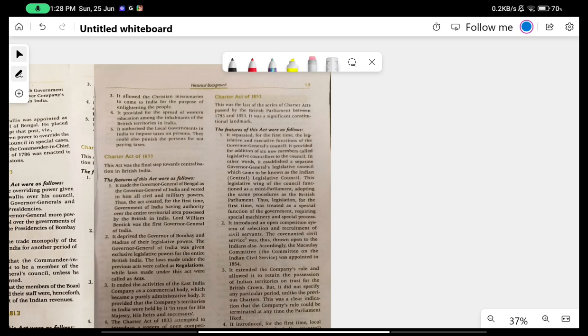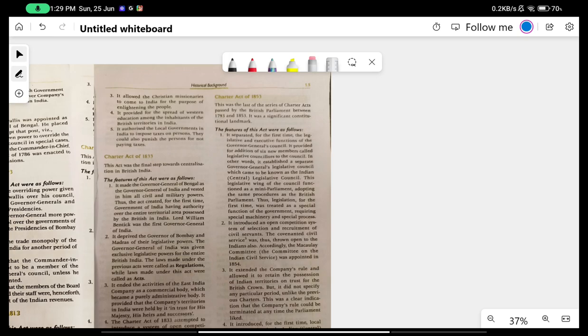The laws made under previous acts, now this is just a change of name here, the laws made under previous acts to be known as regulations, while laws made under this act to be known as acts. So any acts that were made before this Charter Act of 1833 would be known as regulations, and any act made under the Charter Act of 1833 and all the other upcoming laws, all of them would be known as acts. Fourth, it ended the commercial activities of East India Company, leaving it as a purely administrative body.